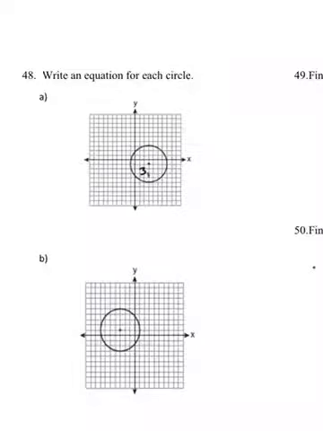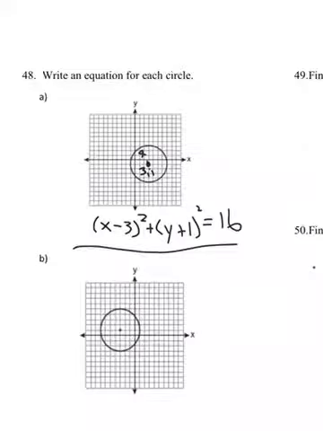We need the center and the radius. So 3, 1 is your center. Actually, 3, -1. And a radius of what looks like 4. So x minus 3 squared plus y plus 1. The -1 is going to make that -1 become +1. And then with the radius of 4, square that to 16.